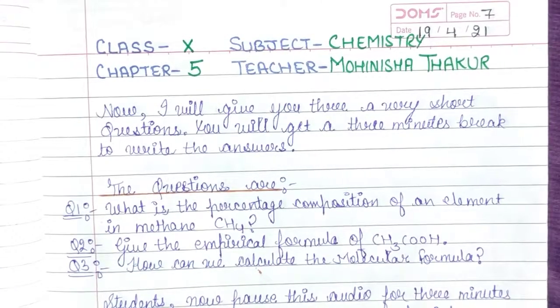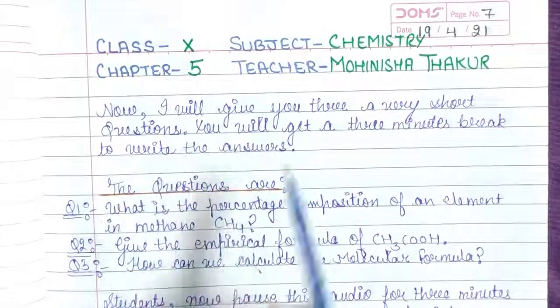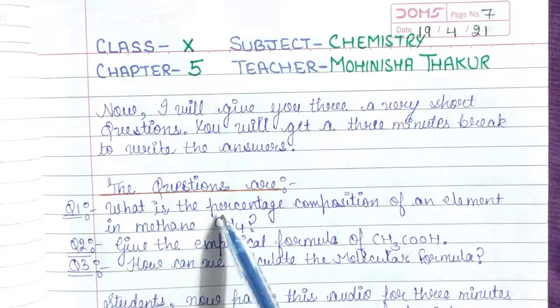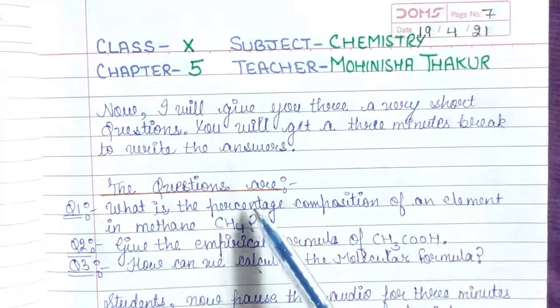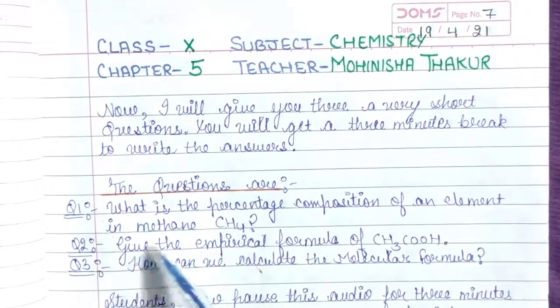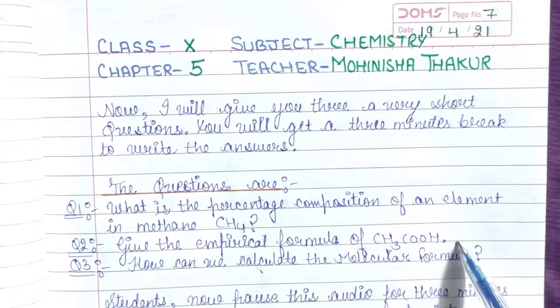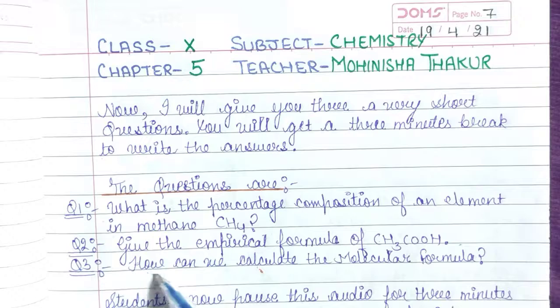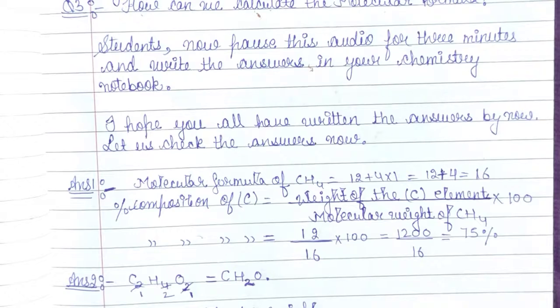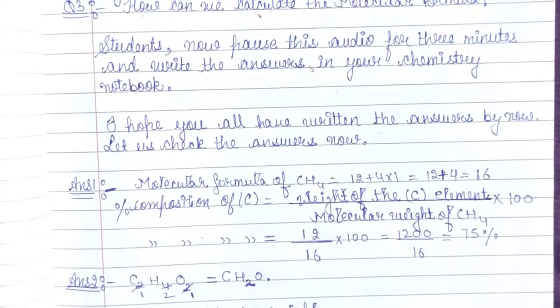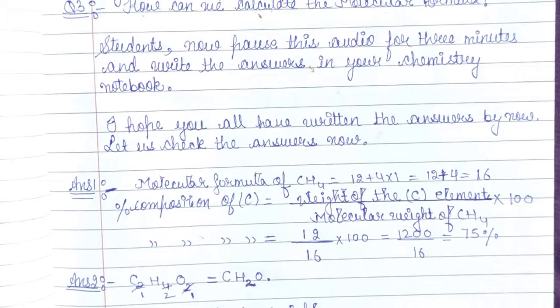Now, I will give you 3 very short questions. You will get a 3 minutes break to write the answers. Question number 1 is, what is the percentage composition of an element in methane CH4? That is, you will have to calculate the percentage composition of carbon in CH4. Question number 2, give the empirical formula of CH3COOH. And the last question number 3 is, how can we calculate the molecular formula? Students, now pause this audio for 3 minutes and write the answers in your chemistry notebook.